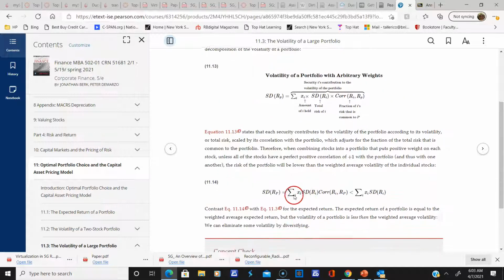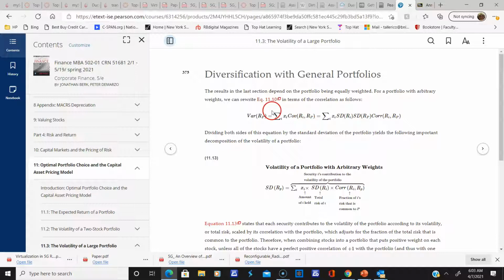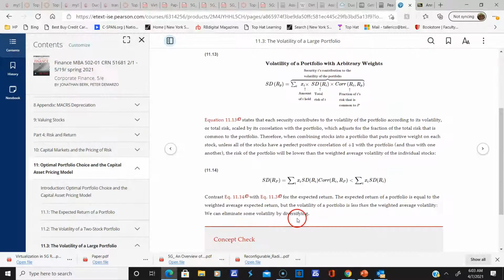All right, so I think I will cut off there. If you have any other questions, I don't want to go into general portfolios because this was just an introduction to a question that was asked, okay? So I'll provide more detail if you'd like. All right, I hope this helps.